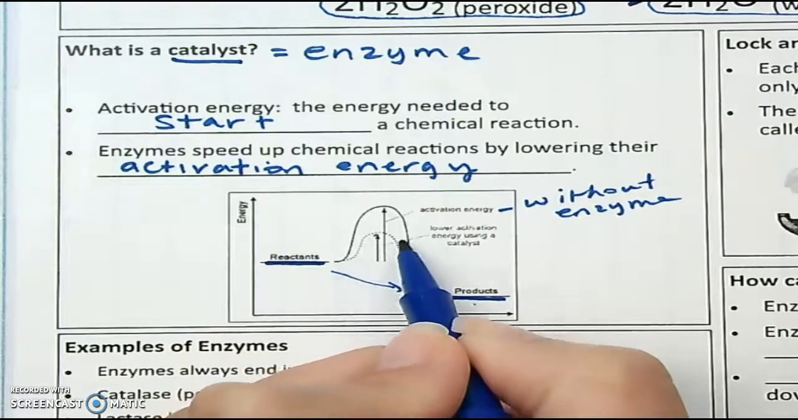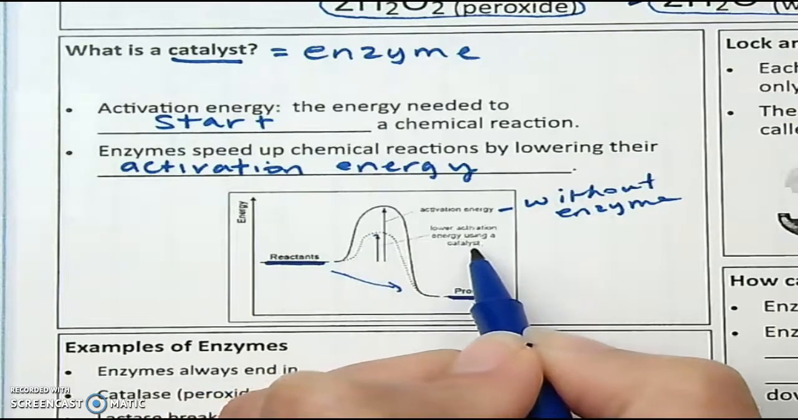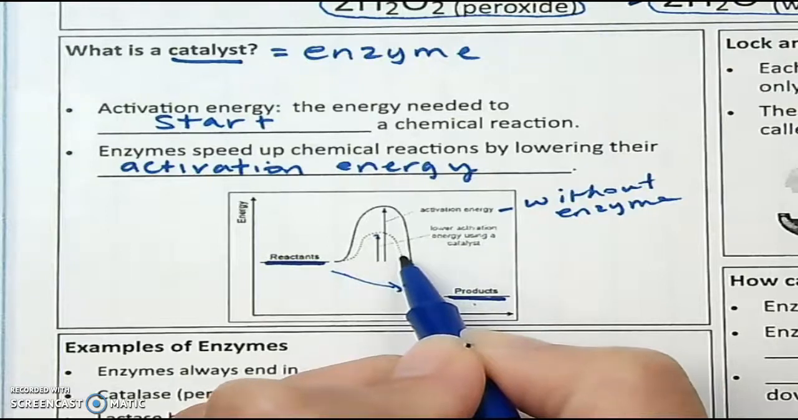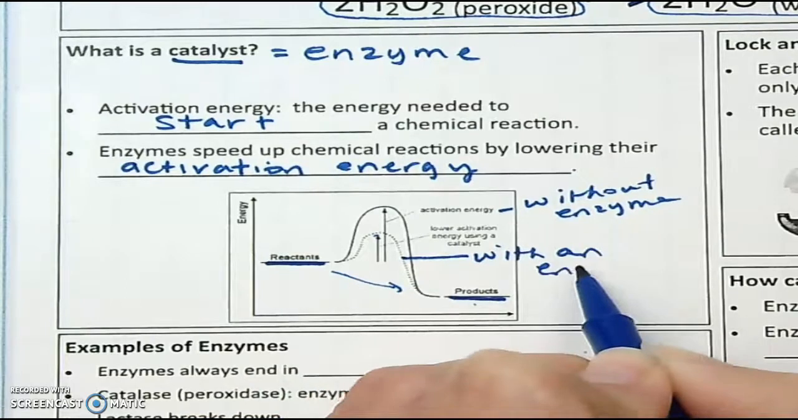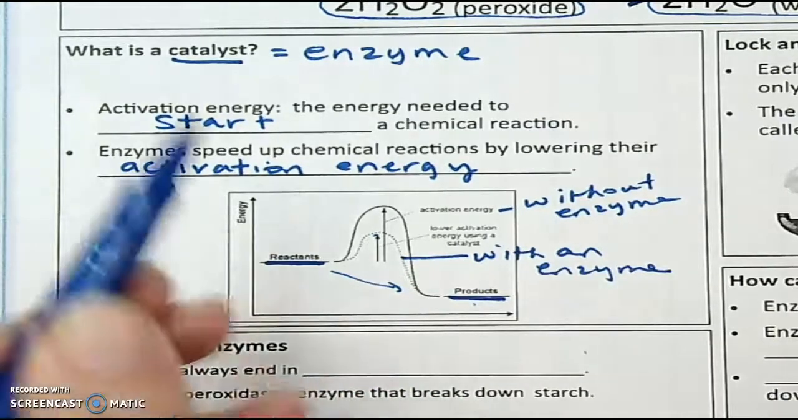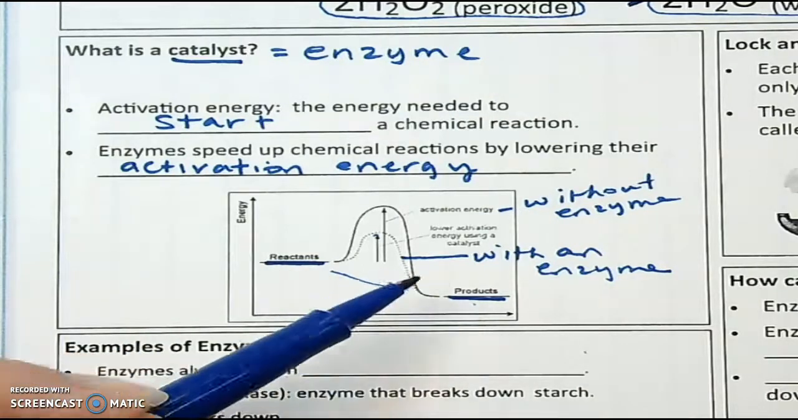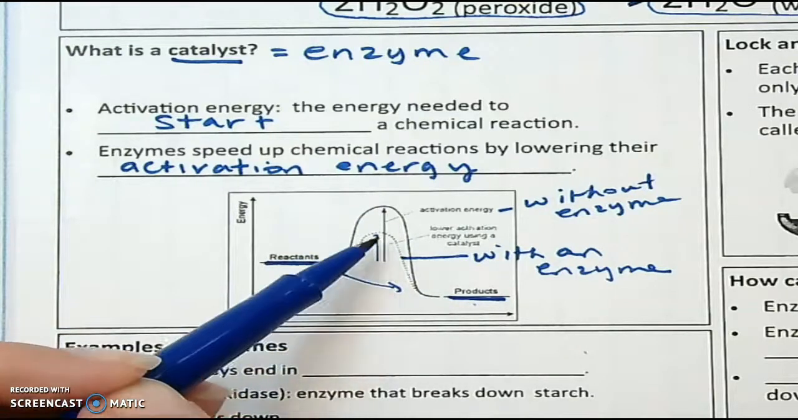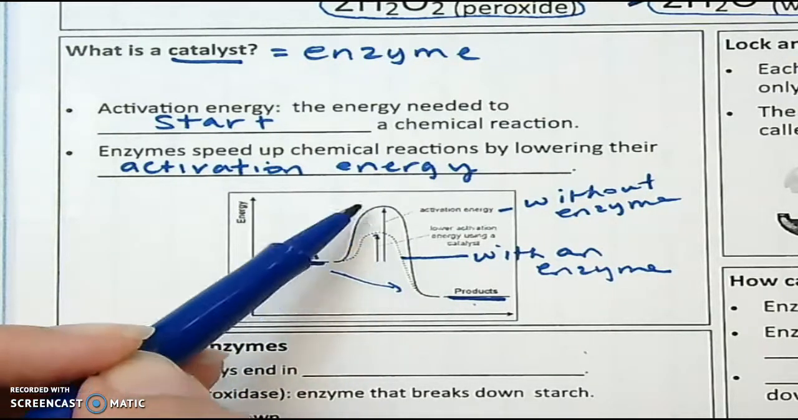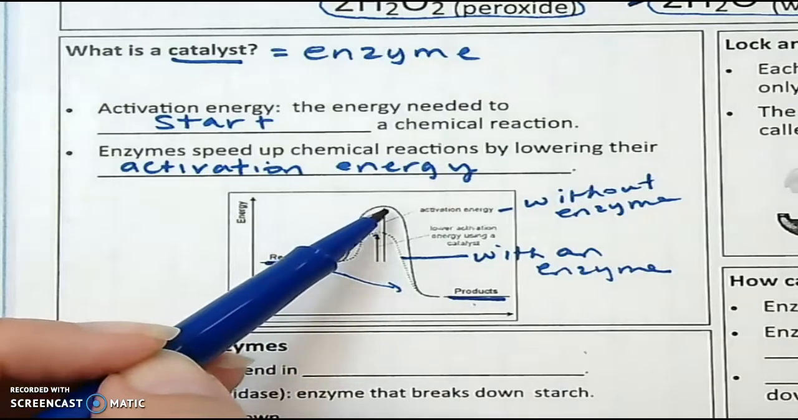This dotted line is the graph of the lower activation energy using a catalyst. So this is with an enzyme. And what I want you to see is that the reactants don't change, the products don't change. The only difference in this without the enzyme versus with an enzyme is that you didn't have to add as much energy. So the same process happened with less energy with the enzyme than it would have without the enzyme.